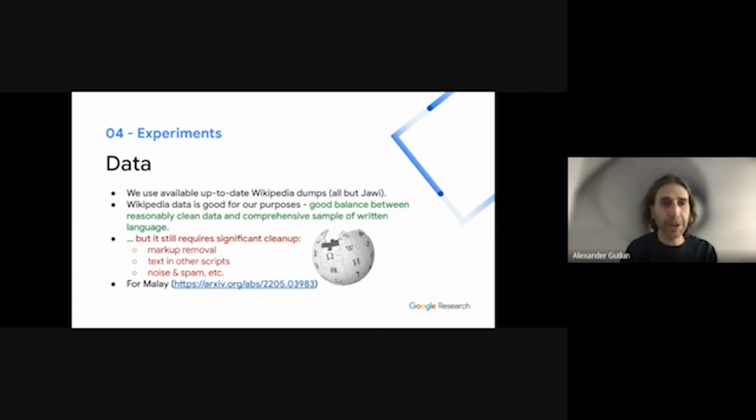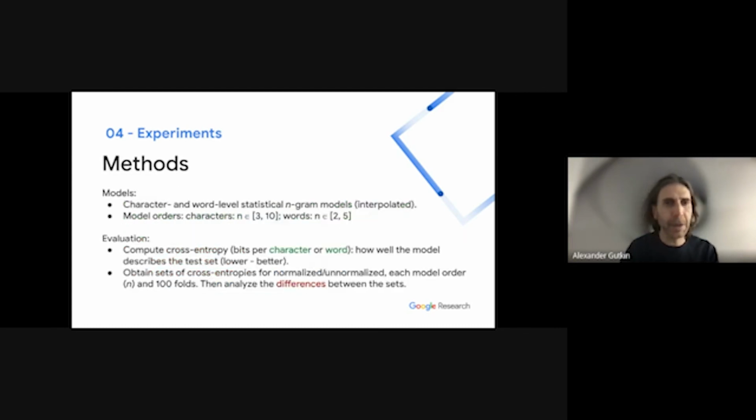The data still requires significant cleanup, even though it's Wikipedia, because there was a lot of noise and spam from Latin script, as well as text in other scripts, and a lot of redundant markup. We build regular character and word level language models. For character-based models, we built 8 types of models from trigrams to ten-grams. And for words, we build 4 orders from bigrams to 5-grams.